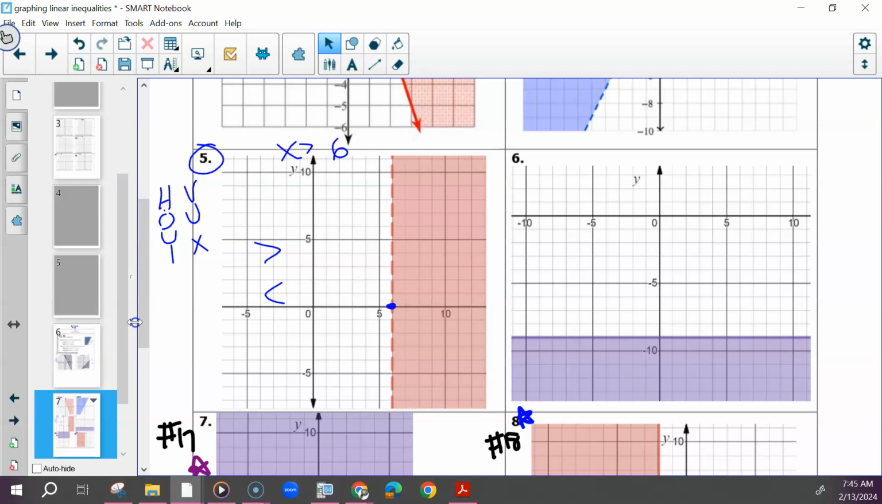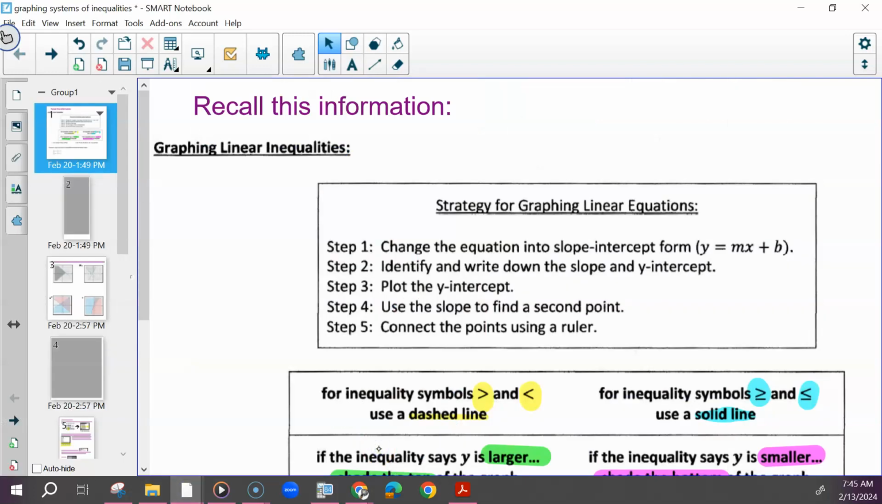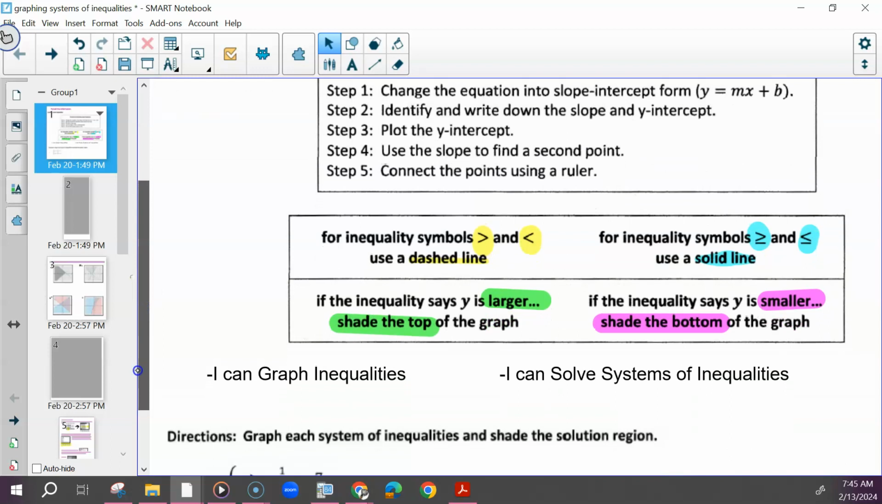Do we have any questions in general about how to graph or write linear inequalities? So now we're going to talk about systems. Everything we just did with graphing and writing, we need to keep in mind. This on yours is highlighted, blanked out. So if you want to rewrite this, you can.